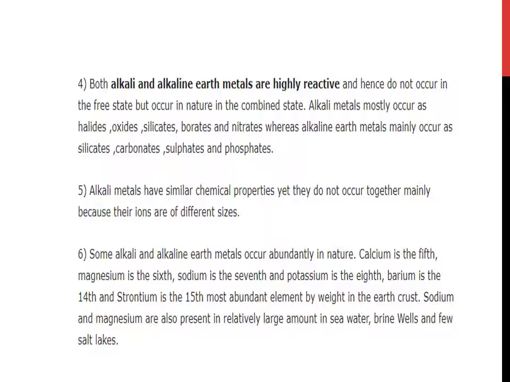Alkali metals have similar chemical properties, yet they do not occur together, mainly because their ions are of different sizes. Some alkali and alkaline earth metals occur abundantly in nature. Calcium is the 5th, magnesium is the 6th, sodium is the 7th and potassium is the 8th. Barium is the 14th and strontium is the 15th most abundant element by weight in the earth's crust. Sodium and magnesium are also present in relatively large amounts in seawater, brine wells and a few salt lakes.